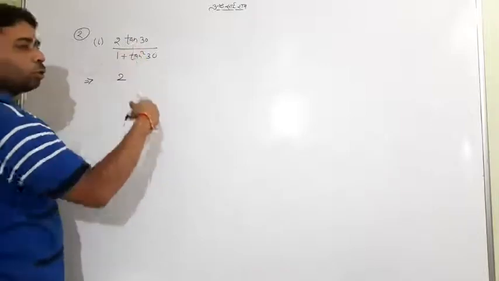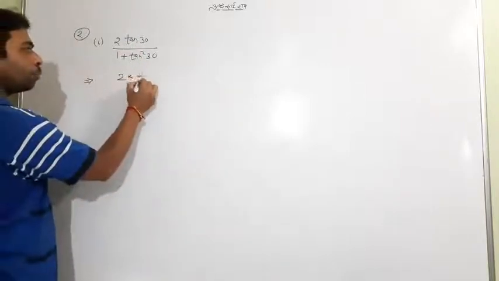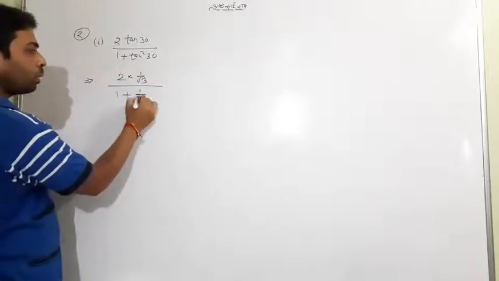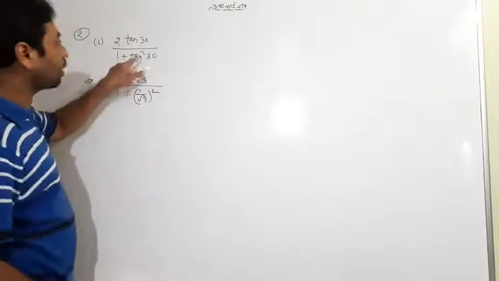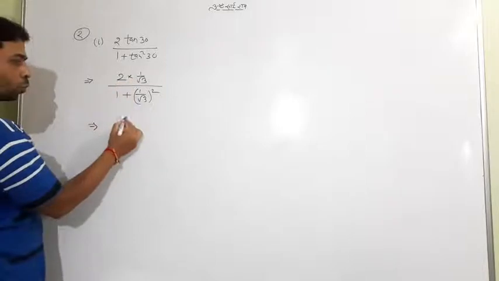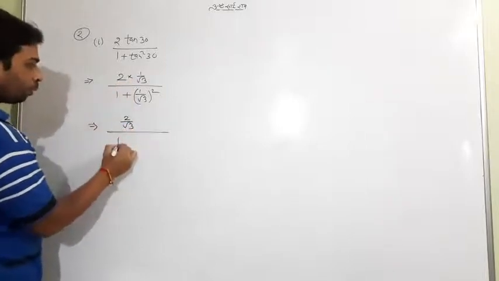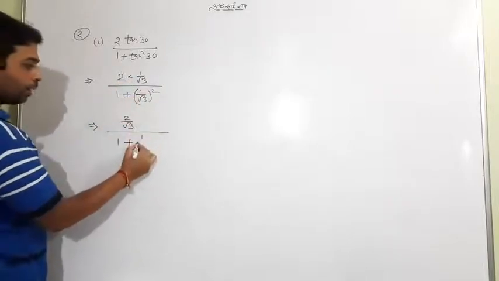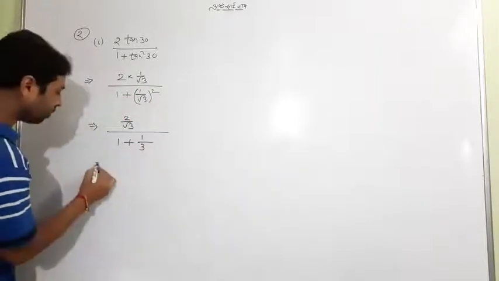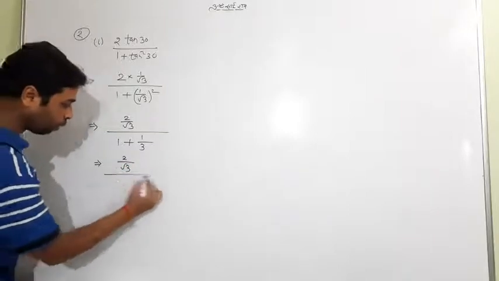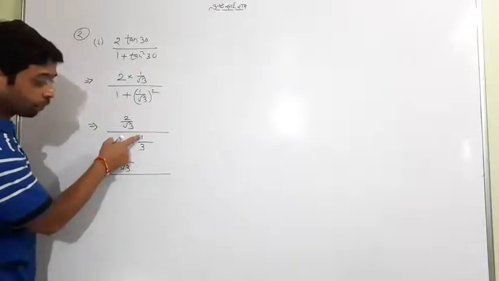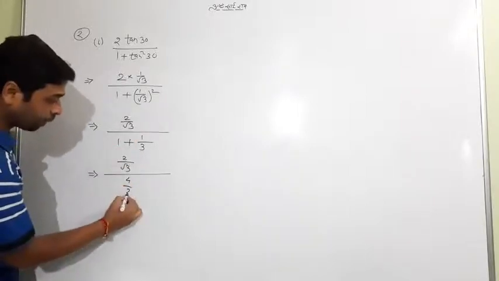2 tan 30. If you see the table, tan 30 is 1 by root 3. And 1 plus tan square 30 means 1 plus (1 by root 3) square, where square means the value multiplied by itself, as I already told you. So 2 into this is 2 by root 3, upon 1 plus 1 square, meaning 1, and root 3 square, meaning 3. Now take an LCM of the denominator side: 2 by root 3 upon, 3 ones are 3, plus 1, 4 by 3.